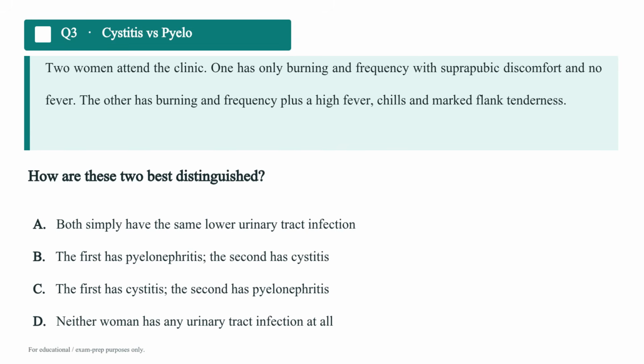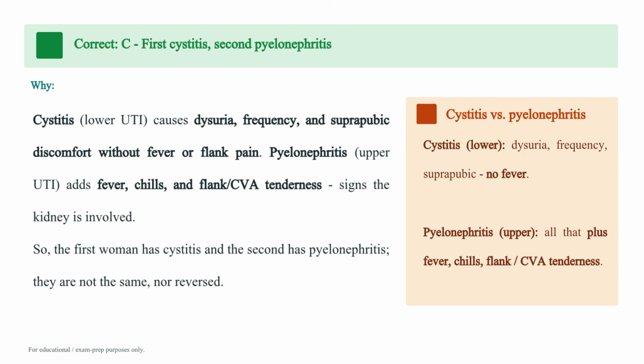Pause here and choose your answer. The answer is C. The first has cystitis and the second has pyelonephritis. Cystitis, a lower UTI, causes burning, frequency, and suprapubic discomfort without fever or flank pain. Pyelonephritis, an upper UTI, adds fever, chills, and flank tenderness, showing the kidney is involved. So the two are different and not the other way around.